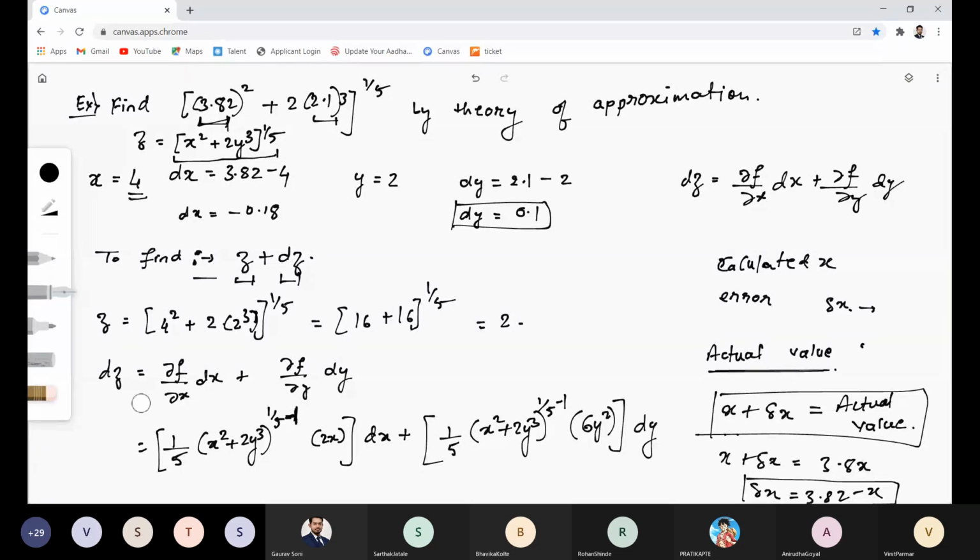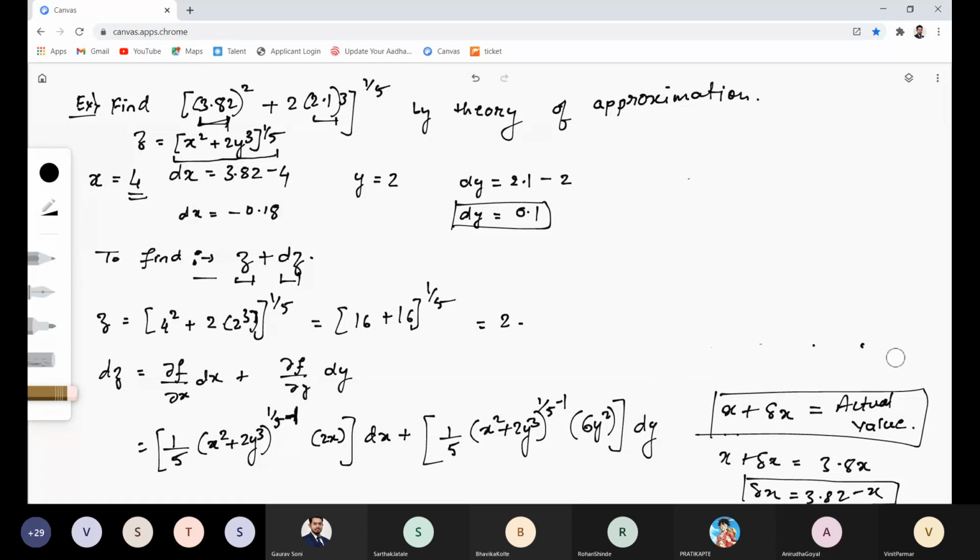Now you can put our values in this. So this is equal to, I'll take common, 1 by 5 minus 1, so that will be (x square plus 2y cube) raised to minus 4 by 5. So I'll write down 1 upon 5 into (x square plus 2y cube) raised to minus 4 by 5 in bracket, 2x dx plus 6y square dy. So we can put the values of x and y, dx, dy in this.